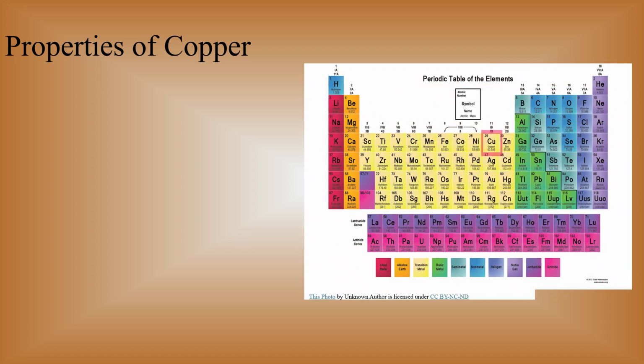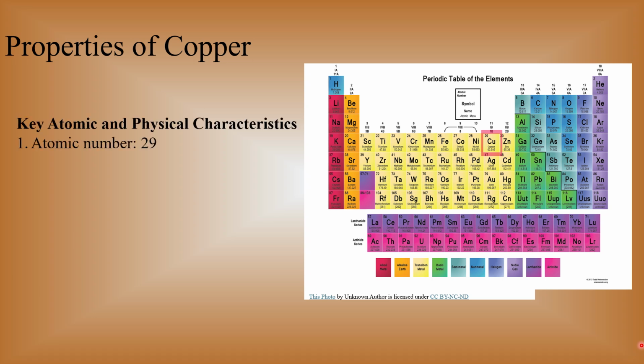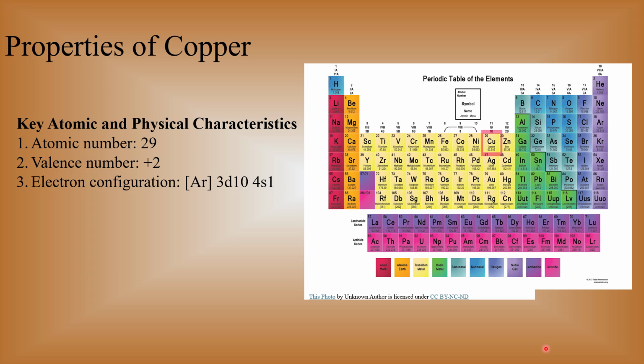Some of the properties of copper come from the periodic table. As you can see, it's in the d block, and it's known as a transition metal. Some of the properties that it has: its atomic number is 29, the valence number is +2 in its natural state, and the electron configuration is argon 3d10 4s1.